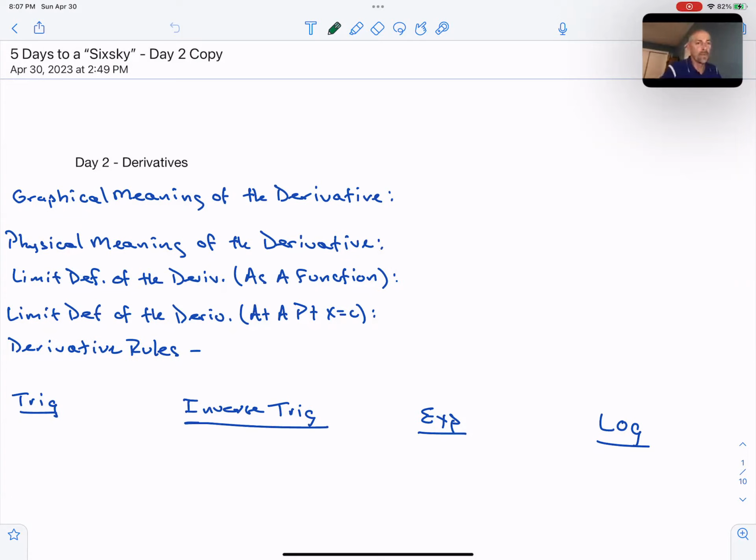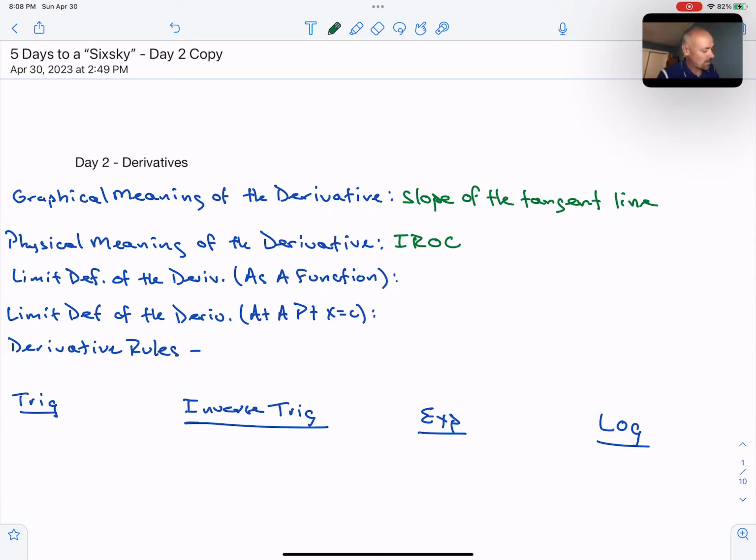So first off, the graphical meaning of the derivative. Well, that's going to be the slope of the tangent line, or the slope of the line tangent to our function f of x at a particular place. We can also think of the derivative as a function. So it'll give us the slope of a tangent line anywhere on our function. The physical meaning of the derivative is the instantaneous rate of change. So it's the IROC, instantaneous rate of change of our function at a particular point.